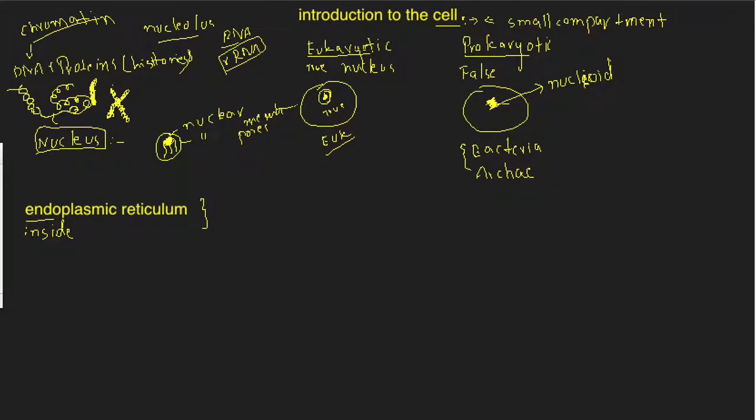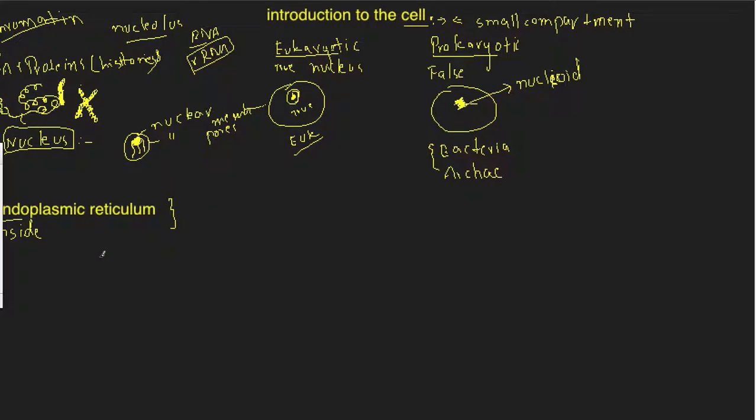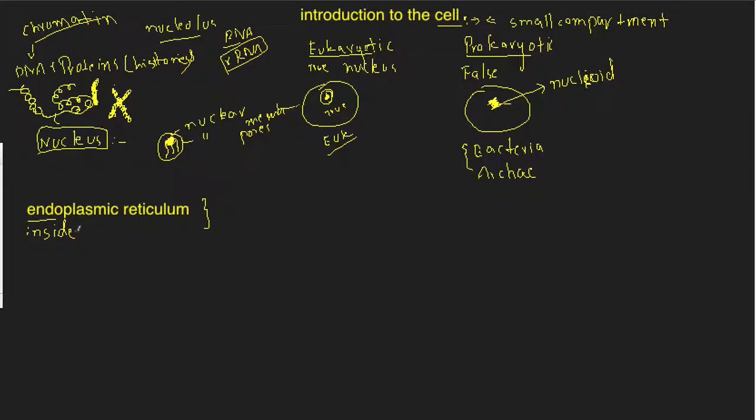As I was saying, endo means inside. Plasm means inside the cell, or in the cell fluid, and reticulum means little net. So, inside the cell, a little net. You might be getting a picture of what the endoplasmic reticulum is.